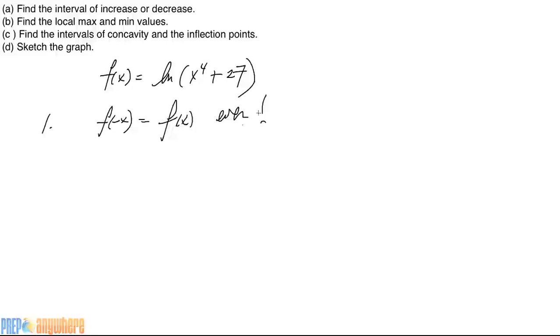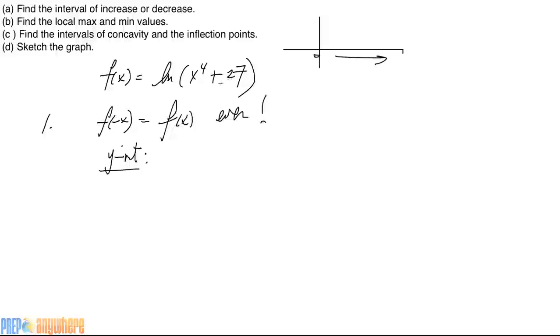Okay, as soon as you realize it's an even function, this is what we're going to do. I'm only going to find out how it looks from 0 and on, and I'm just going to draw a mirror image on the other side. Okay? Alright. What about the y-intercept?